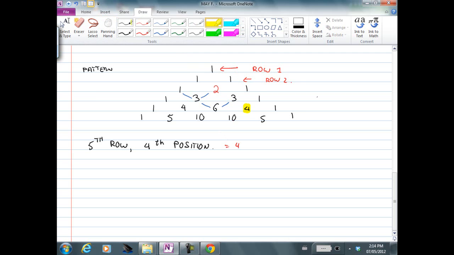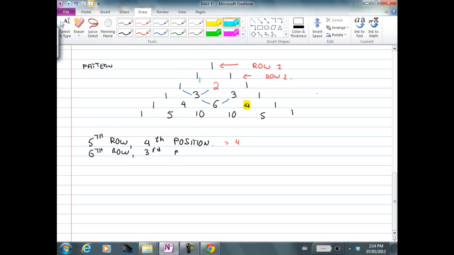Okay, very simple. What if I give you 6th row, 3rd position? A lot of you went, I'm just going to count down, 3 to the right, and that's really 10. And that's called Pascal's Triangle. The whole concept of Pascal's Triangle is I'm adding my previous 2 numbers together to get the next one. So this is equal to 10.